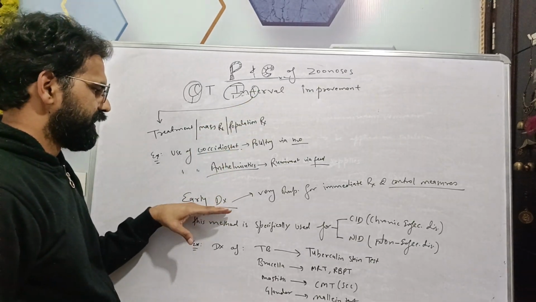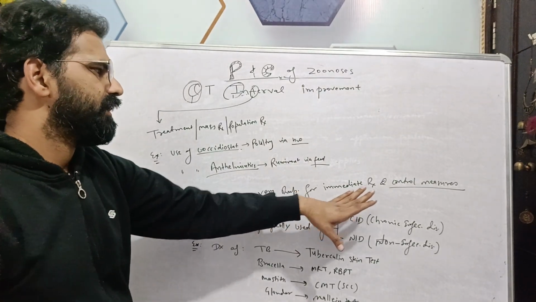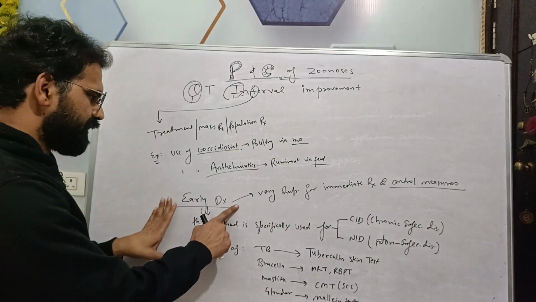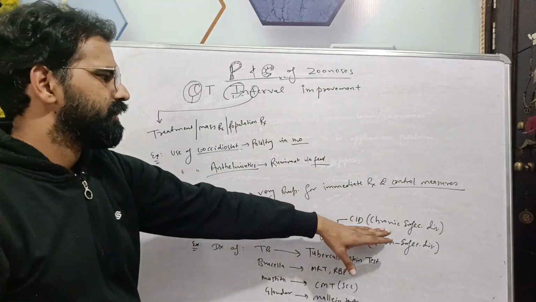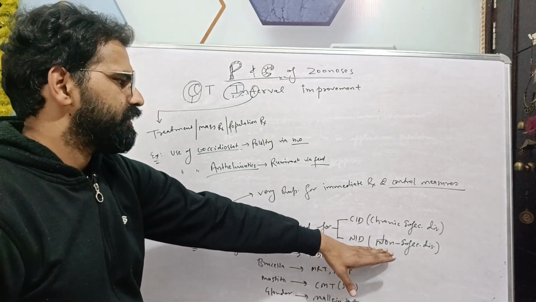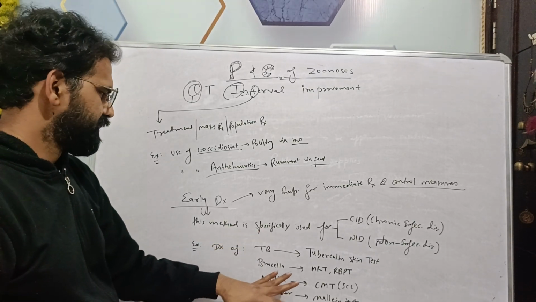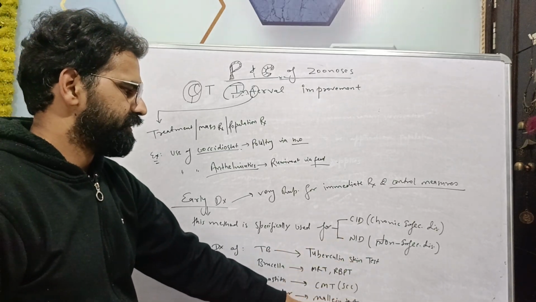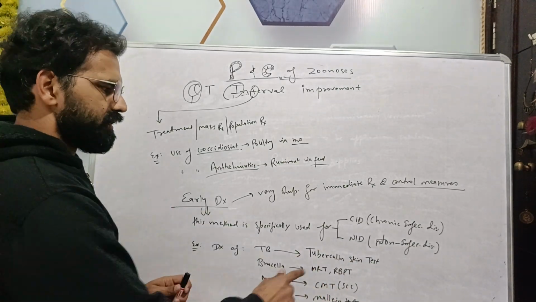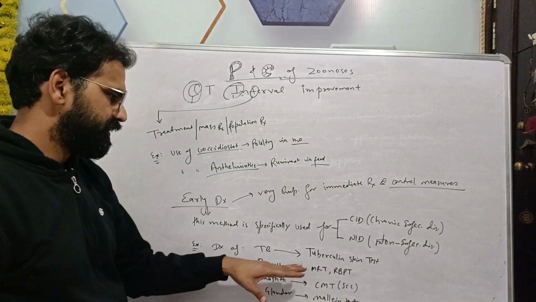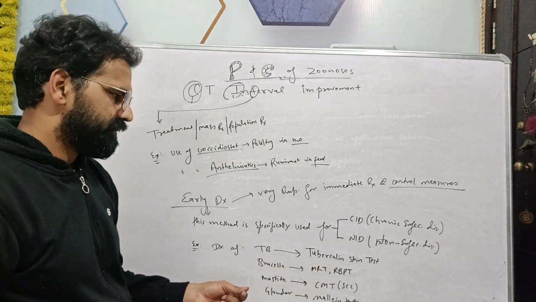Next, E for early diagnosis. This early diagnosis is very important for immediate treatment and control measures. This method is specifically used for chronic infectious diseases and non-infectious diseases. For example, these are the diseases and these are the screening or early detection tests. For tuberculosis, the tuberculin skin test, which is a type 4 delayed hypersensitivity test. For brucella, the herd test, milk ring test and RBPT serum test.